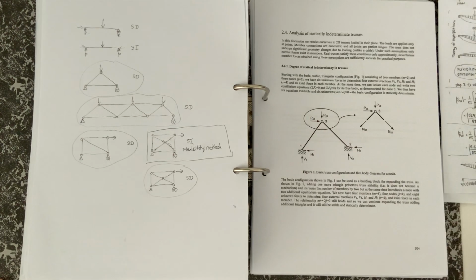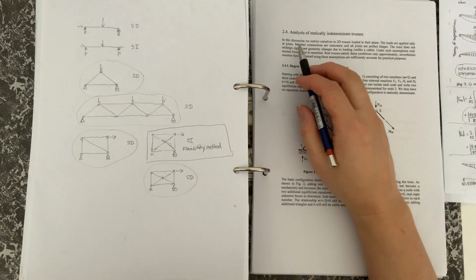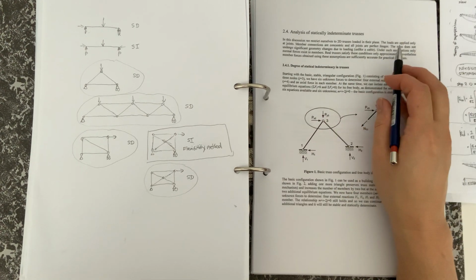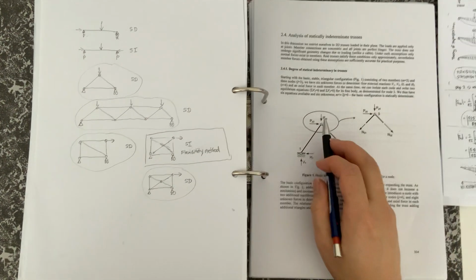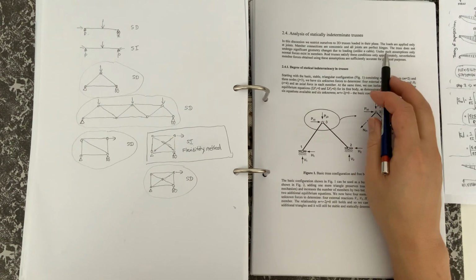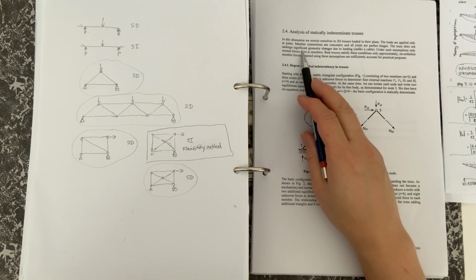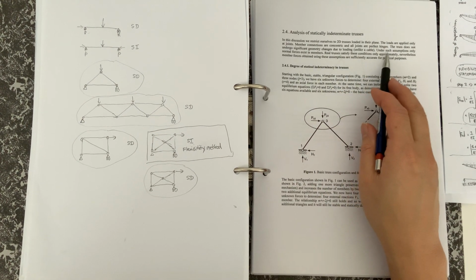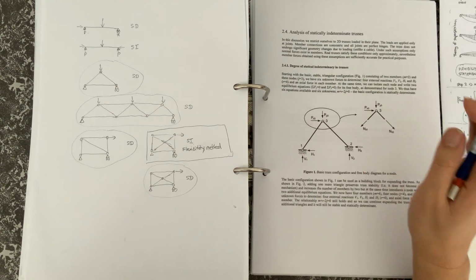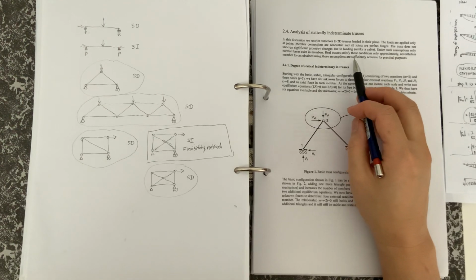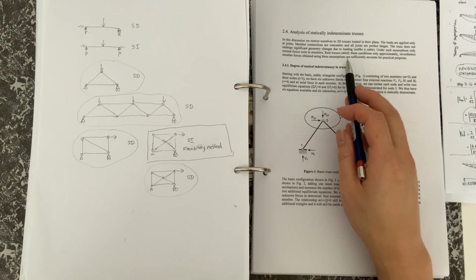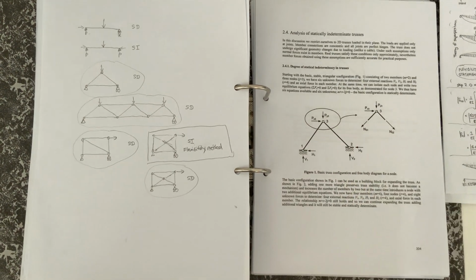Okay, so let's have a look at the notes. In this discussion, we restrict ourselves to 2D trusses loaded in their plane. The loads are applied only at the joints. Member connections are concentric and all joints are perfect hinges. The truss does not undergo significant geometrical changes, unlike a cable. Under such an assumption, normal forces exist in members. Real trusses satisfy these conditions only approximately. Nevertheless, the member forces obtained using these assumptions are sufficiently accurate for practical purposes.